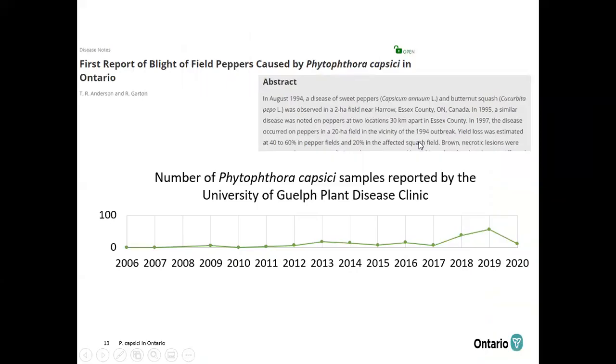Phytophthora is a relatively new disease in Ontario. It was first identified in 1994, and we really didn't see much of it. And through much of the early 2000s, states to the south of us, like Michigan and New York, their growers were really, really struggling with Phytophthora, and they had much higher levels. They were not having adequate controls through fungicide programs. It was a really big challenge for them.